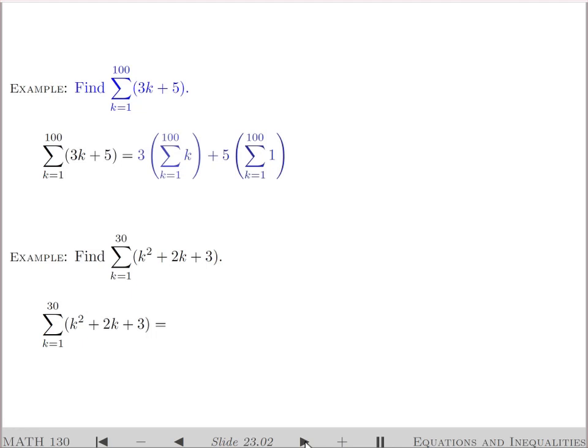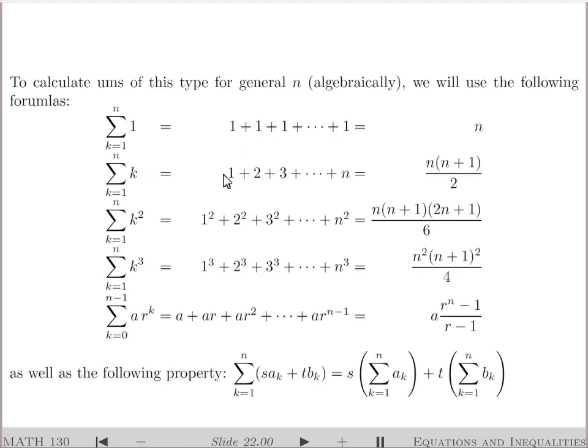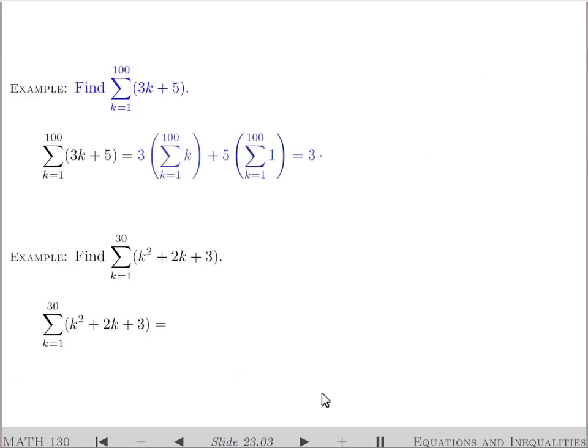Then the first column now is just 3 times the sum of natural numbers from 1 to 100. And if I use the formula from last time, this sum is n times n plus 1 over 2 if you sum natural numbers from 1 to n. So this will be 100 times 100 plus 1 over 2. And the second sum is simply 100: 1 plus 1 plus, 100 terms, is 100. And then you calculate what that is. You can do this if you have appropriate summation formulas, no matter how many terms there are.